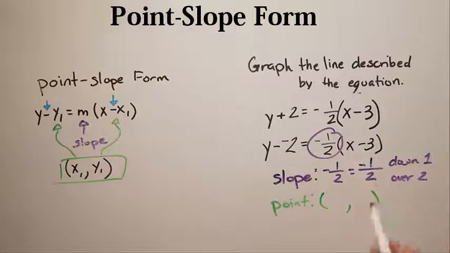Now I needed my xy coordinate point. I was subtracting the 3, so my 3 is x. I'm subtracting 3. I need my y. I was subtracting a negative 2, which meant my y was a negative 2.